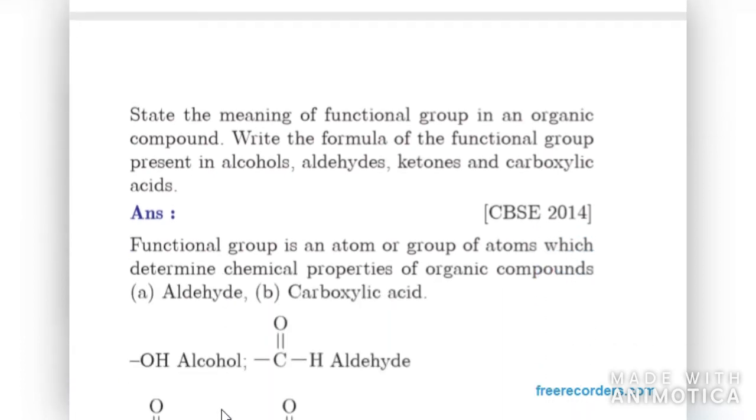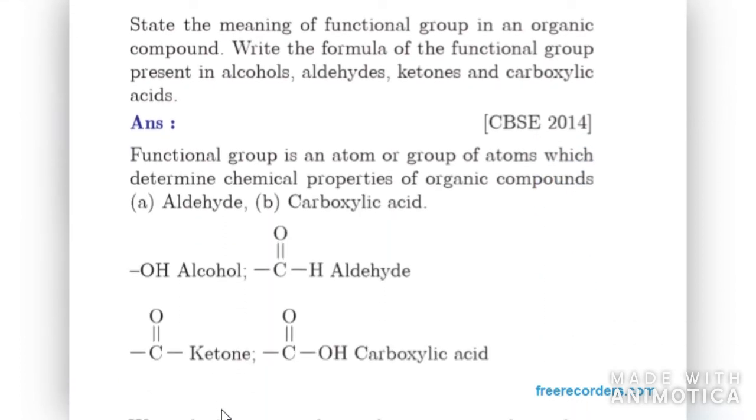Now next, we need to state the meaning of functional group. A functional group is an atom or group of atoms which determines the chemical properties of organic compounds. Now we need to write the formula for the functional groups present in alcohols and others. Alcohol is OH as drawn on the screen, and then aldehyde is C double bond O then H. For ketone it is C double bond O placed in between, and then we have carboxylic acid. It has C double bond O OH, that is carboxylic acid.